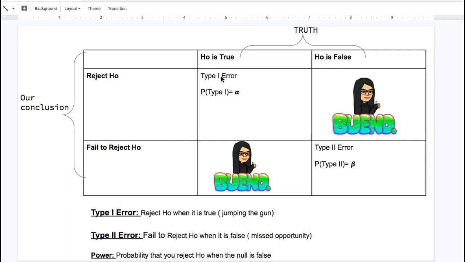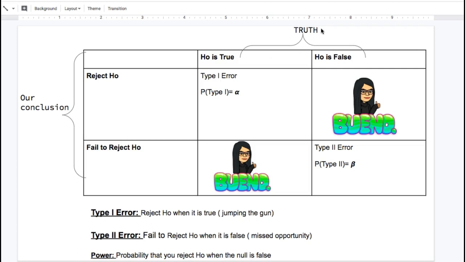Okay, kids, so we've done our hypothesis testing, and now we need to talk about what happens when we make a mistake. So there's two different types of error. If we assume that we know the null is true, if that was the actual truth, and we run our hypothesis test and we end up rejecting the null, we call that a type 1 error.